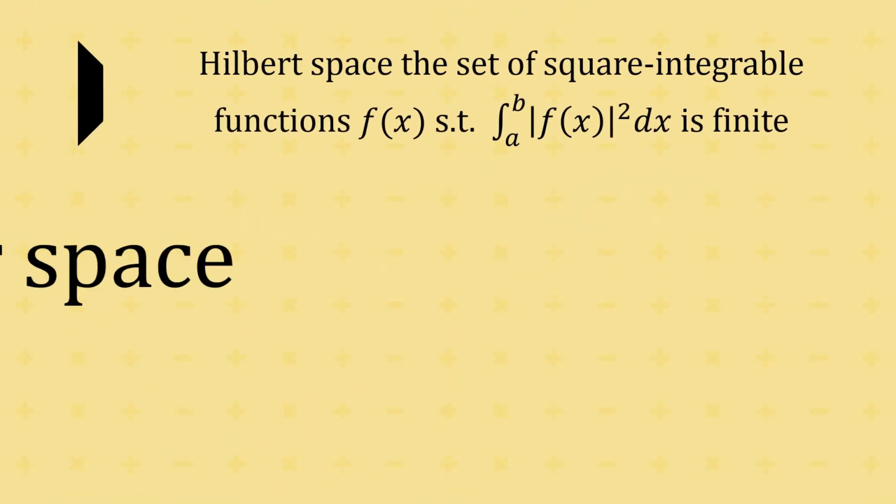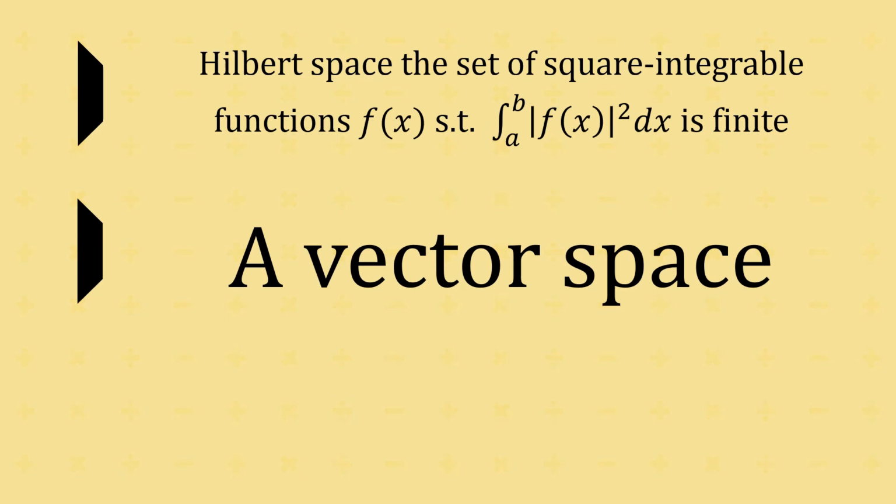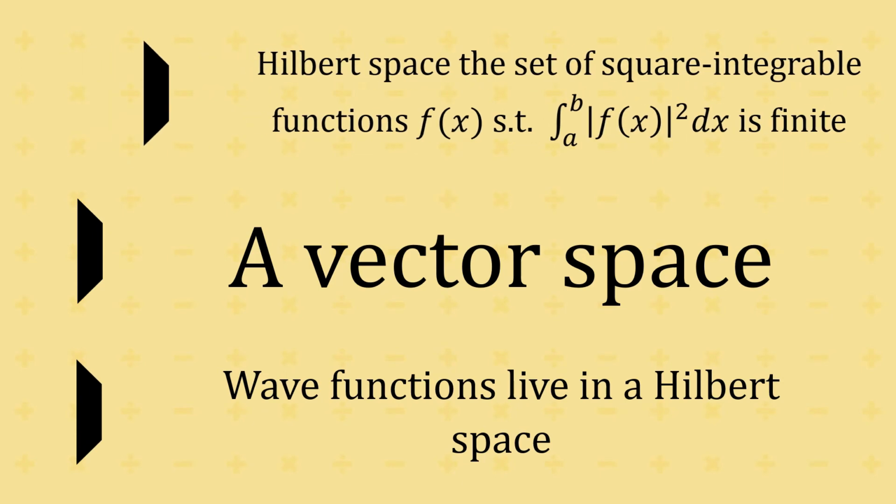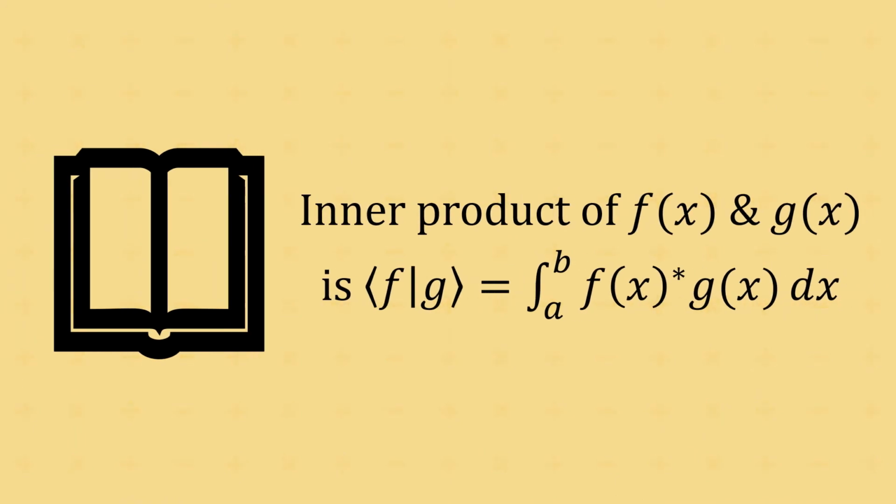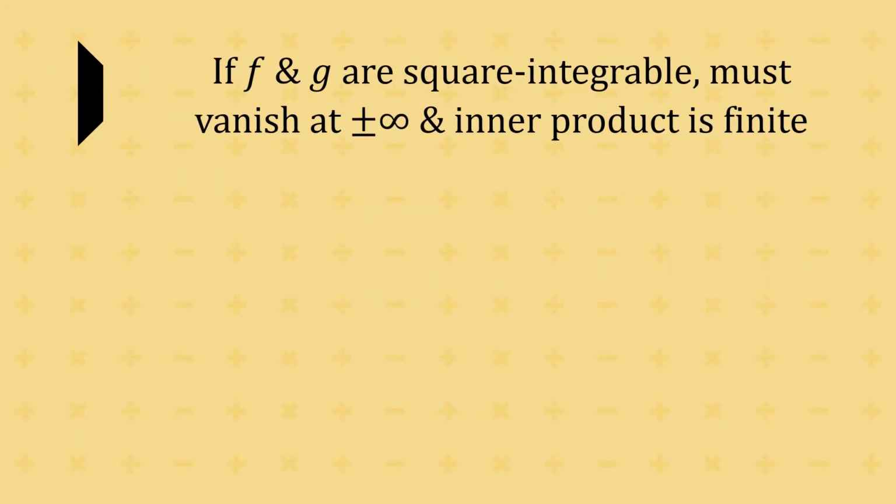Now we'll discuss the formalism of quantum mechanics by first defining a Hilbert space. A Hilbert space is the set of all square integrable functions f of x on an interval, such that the integral from a to b of the modulus of f of x squared is finite. This constitutes a vector space. Wave functions live in a Hilbert space.